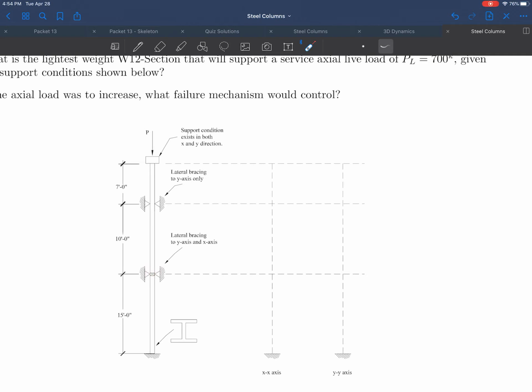So this is basically showing that these supports exist going into and out of the board as well. So it's supporting the strong axis as well. And then at the bottom, in both directions, you have a fixed condition. And then this condition exists at the top.